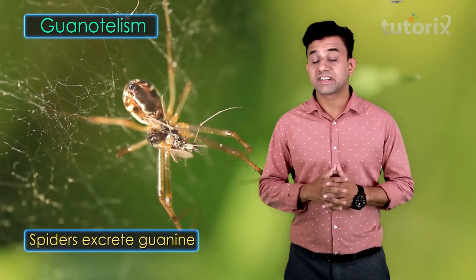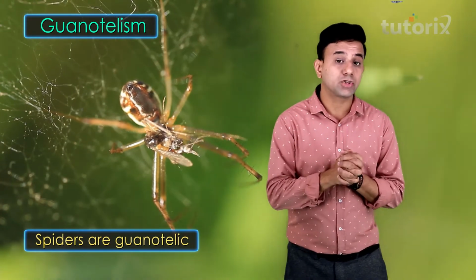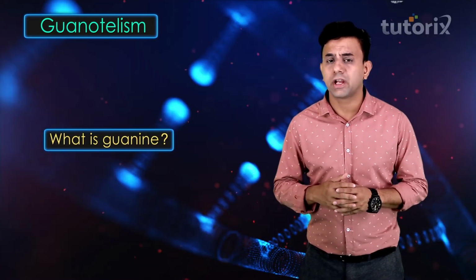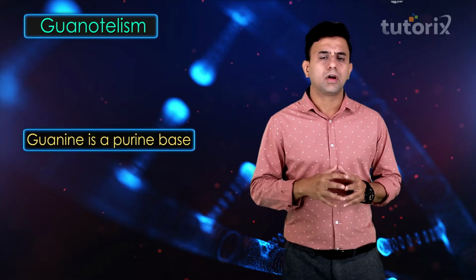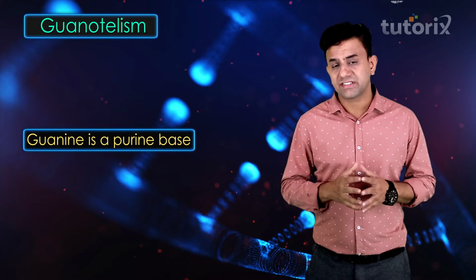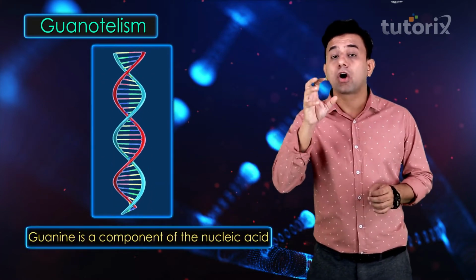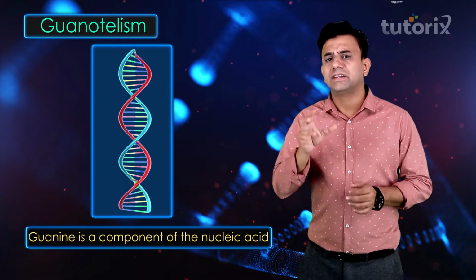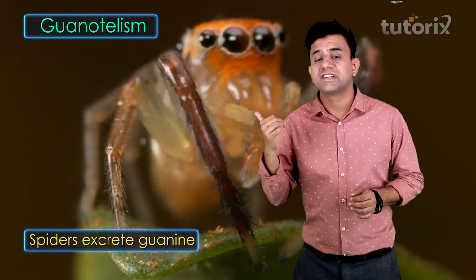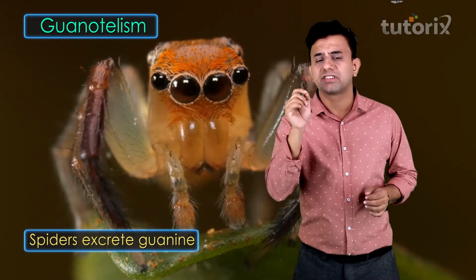Let's now talk about another type of excretion, that is guanotelism. Spiders excrete guanine and the spiders are said to be guanotelic, and this type of excretion is known as guanotelism. Now friends, you'll ask me, what is guanine? Guanine is a purine base and is found in the nucleic acid. So guanine is a component of the nucleic acid, and this guanine is excreted by spiders, the mode of excretion being known as guanotelism.